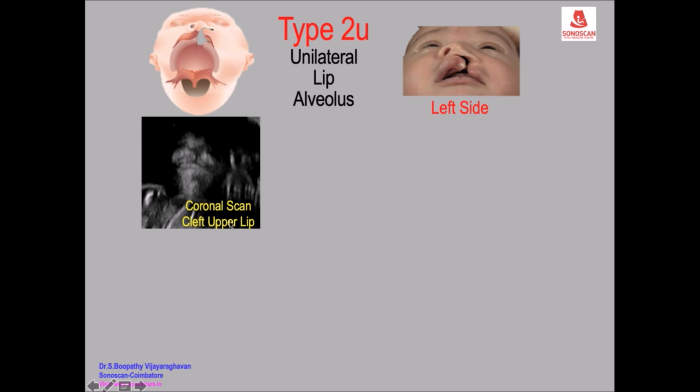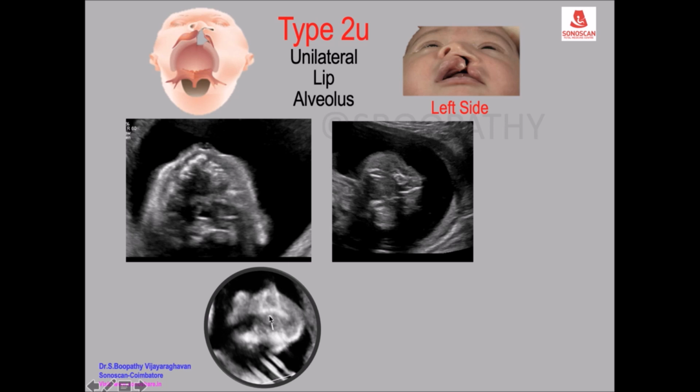So this is the coronal scan of the nose and lips. You see the nose, the lower lip, upper lip, there is a cleft on the left side. It is unilateral. It is not in the midline. It is to the left of midline. So that is a unilateral cleft, the triangle with a normal, continuous base like that.